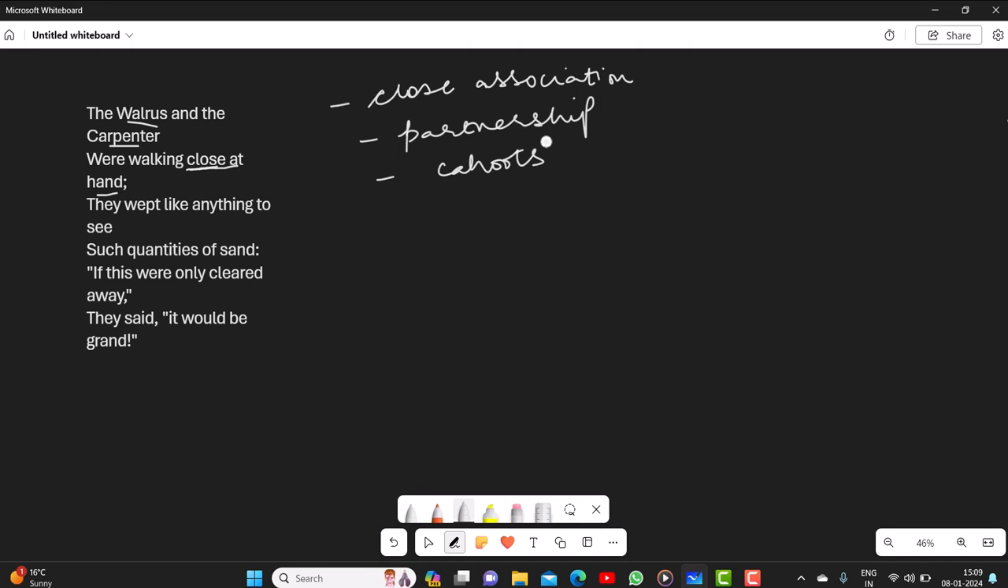Yes? And when we see them, the walrus and the carpenter, look at this third line, they wept like anything. Now they are shedding tears. They are crying because for some unknown reason, they have a problem with the presence of so much sand on the beach. And read these two lines. If this were only cleared away, they said it would be grand. And they feel that the place, the beach, would look grand, would look magnificent, would look impressive with no sand in it. They are bothered by the huge quantities of sand.